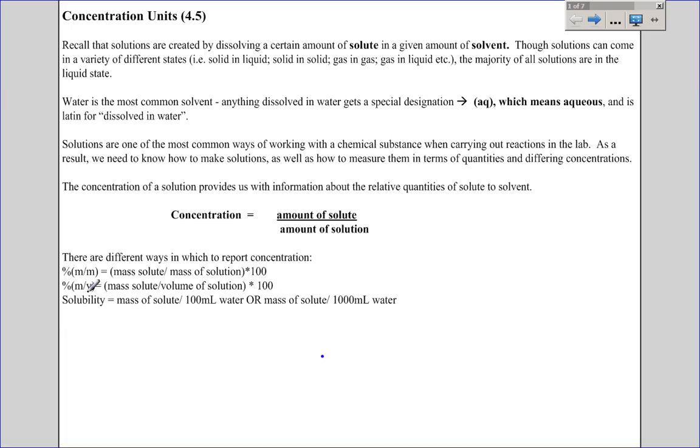On a bottle of alcohol or on vinegar, you might see a mass per volume percentage. And when we were looking at solubility curves and we saw the mass of solute per 100 milliliters of water, that was also a form of concentration.